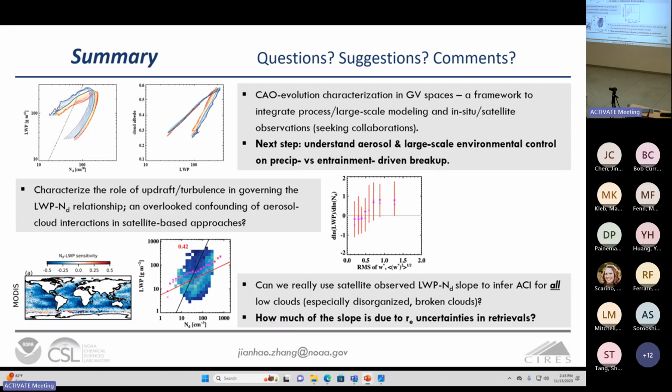It works quite well in stratocumulus regions. Can we really generalize that to all low clouds is the question. So I think ACTIVATE shows one example of conditions where we cannot really infer aerosol cloud interactions without knowing other things going on in this region.